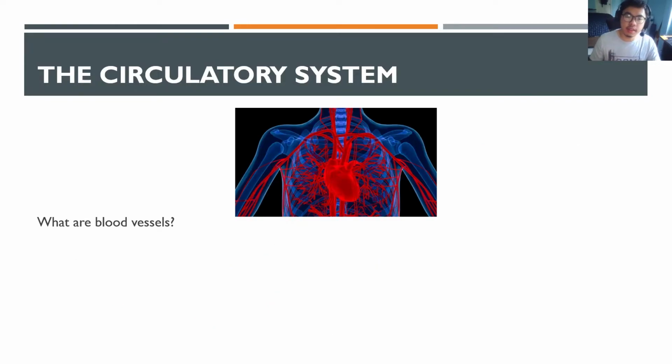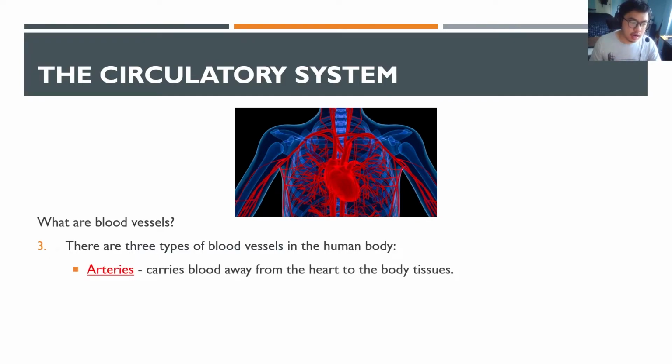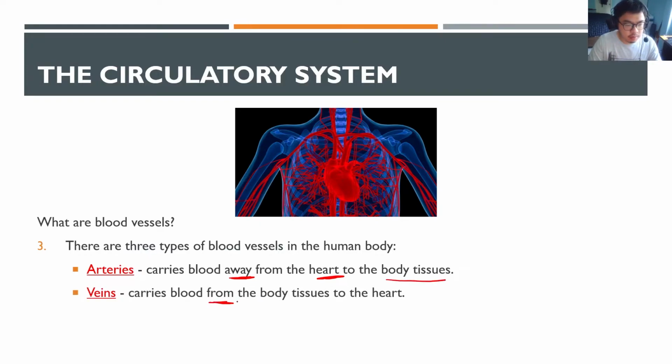Now let's talk about the blood vessels. There are actually three types of blood vessels in the human body. The first are the arteries, and the arteries carry blood away from the heart to the body tissues. And then the veins carry blood from the body tissues to the heart. And then lastly, you have the capillaries. These are very small blood vessels.